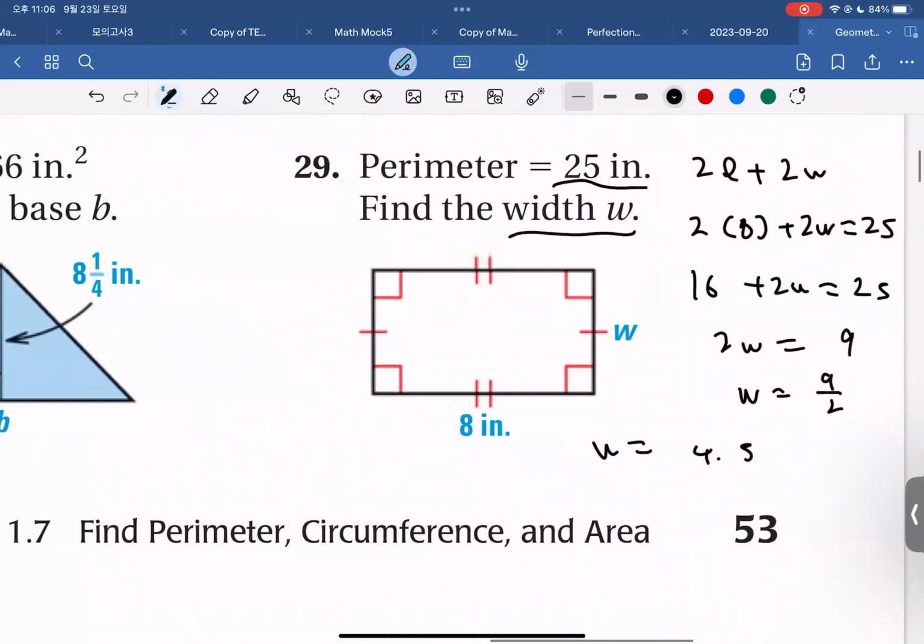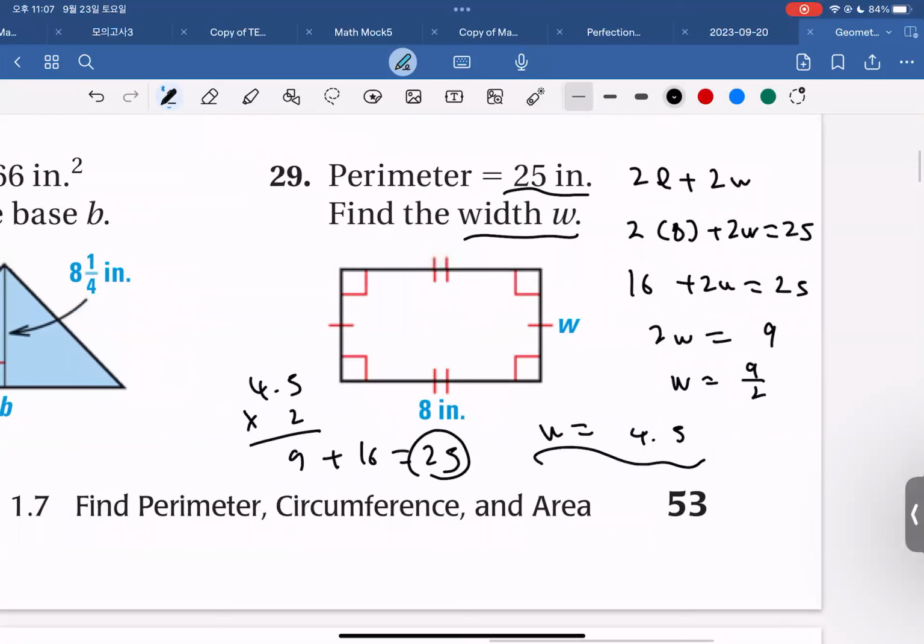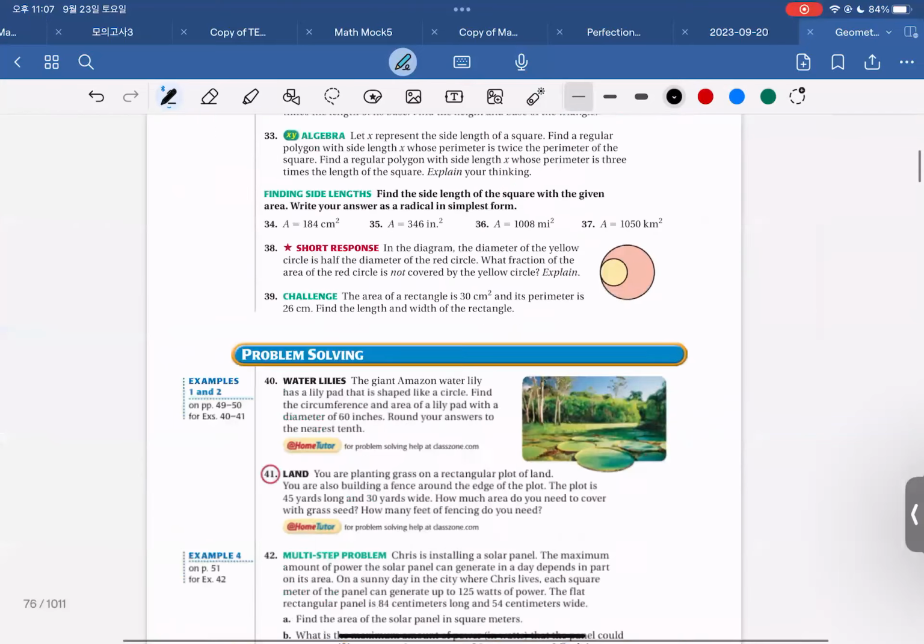To verify this, we can do 4.5 times 2, which is 9, plus 8 times 2, which is 16, which gives 25. So we can know that width W would be 4.5 by just basically putting in values and doing the equation for finding perimeter backwards. So that's how number 29 would work.